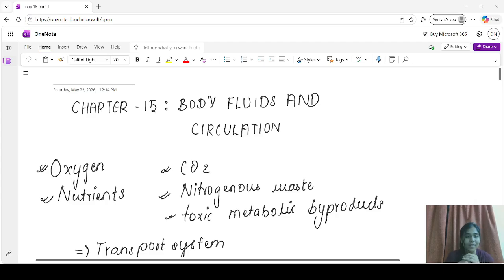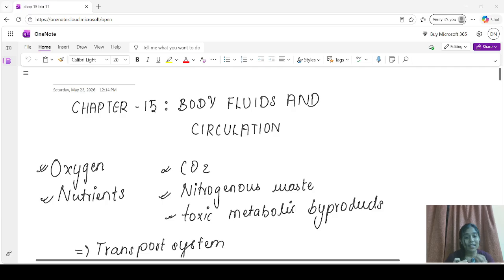Now let's imagine a city like Chennai, where suddenly all transportation stops. No food delivery, no oxygen supply, no waste removal. Within just a few hours, the entire city would begin to collapse, right? Exactly the same thing would happen inside our body if circulation stopped. So cells would not survive without oxygen.